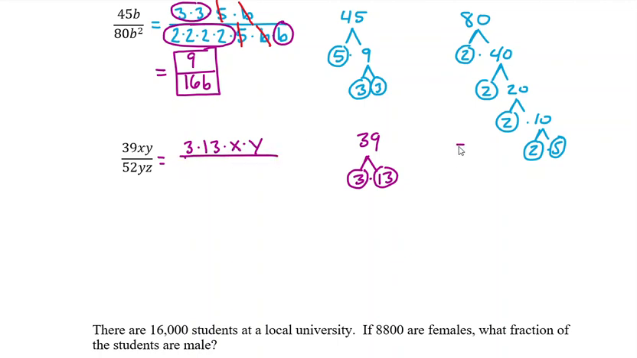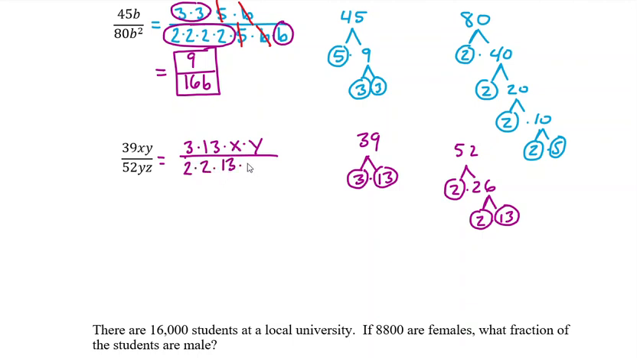All right, let's do 52. Well, that's even, so 2 times something: 2 times 26. Okay, 26, oh, that's even also. 2 times something, 2 times 13. So this is 2 times 2 times 13.